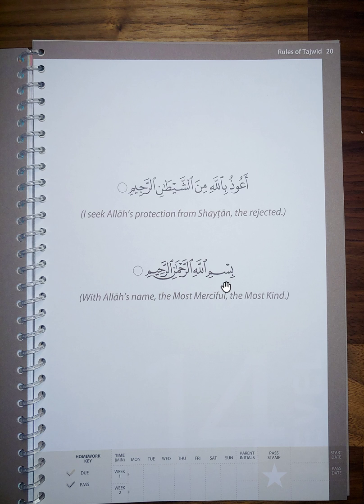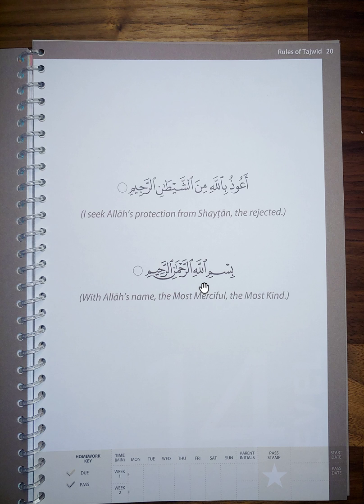Okay, let's move on to Basmalah. And before we do that, actually, let me just read the translation for you. I seek Allah's protection from Shaitan the rejected. Okay, moving on to Basmalah. Let's read this.